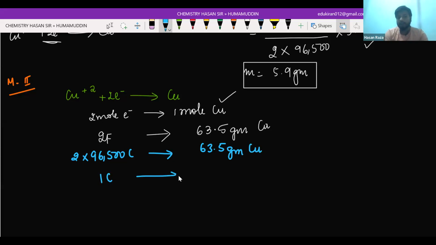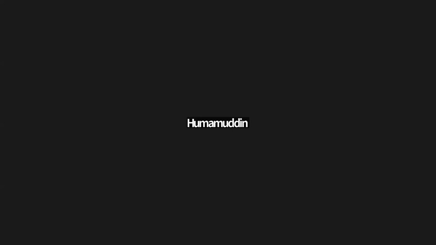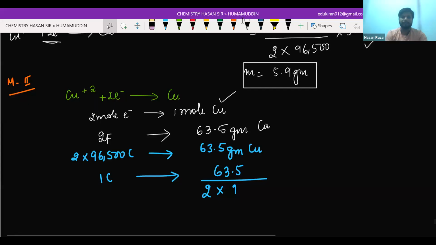If I'm going to apply only 1 coulomb charge, what will be the mass of copper deposited? It will be 63.5 upon 2 into 96,500. Yes or no? So basically, this is a unitary method that I'm applying to get the answer. So I can write this 2 into 96,500.